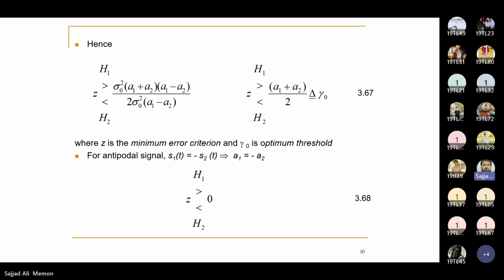And if two signals are antipodal, it means they are opposite to each other, like 180 degrees apart. Antipodal means they have the opposite direction. That is, S1(t) is equal to minus S2(t): they have the same magnitude but different direction. Then A1 is equal to minus A2. In that case, gamma naught will be equal to 0. That is only when the two signals are antipodal signals.